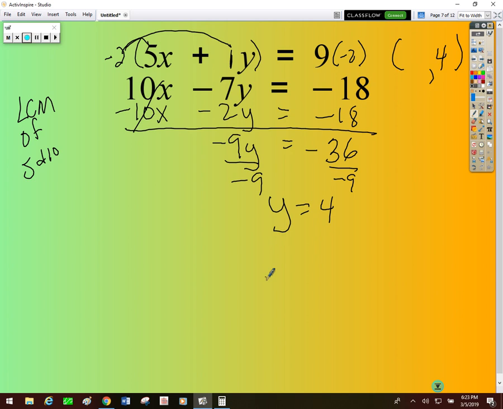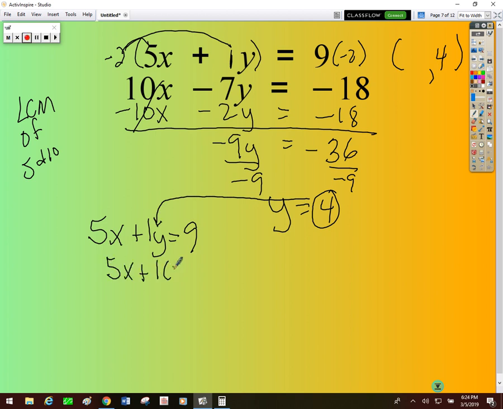I just got to find the x. Choose either one you want to choose. Again, it doesn't matter. I'm going to choose the top one just by default because both of these are positive. And again, I keep saying that, but I don't want you to be afraid of the negative numbers, it's just sometimes a little easier. So 5x plus 1y is equal to 9. Well, the value of y is 4, right? So we're going to plug it in right here. So 5x plus 1 times 4 is 9. All right, so distribute here. 5x plus 4 is equal to 9. We're going to subtract 4.